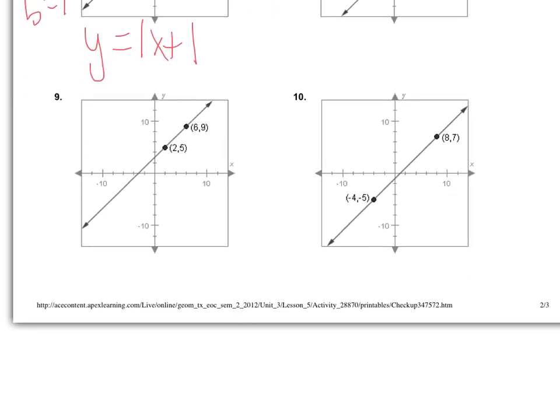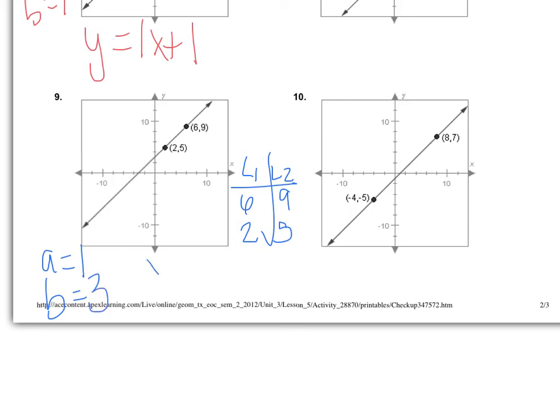For number 9, when you put that in stat edit, in L1, you're going to put 6 and 2. In L2, you're going to put 9 and 5. When you plug it in, for a, it's going to give you 1. And for b, it's going to give you 3. So the equation is y equals 1x plus 3.